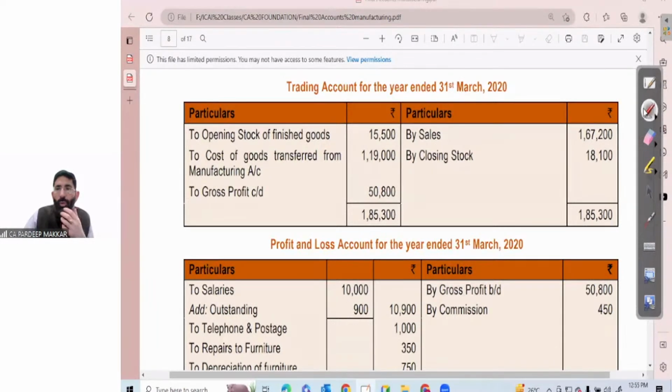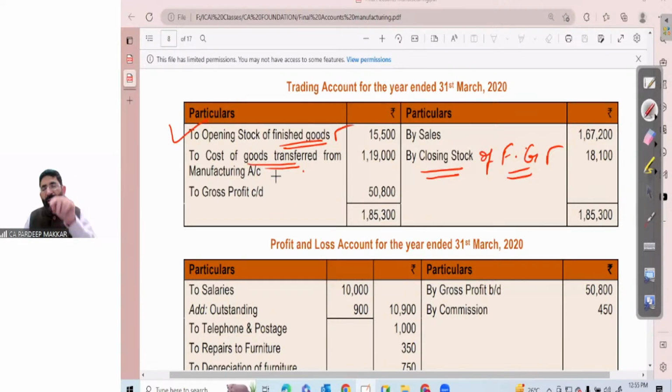In the trading account, the format will now be reduced. It includes only opening stock of finished goods. Raw material and work in progress stock is already entered in the manufacturing account, but everyone knows it. Closing stock of raw material and work in progress is already entered in the manufacturing account. That is already known to you. Closing stock of finished goods will be entered here. Opening stock of finished goods will be entered here. Second, whatever is the balance figure of the manufacturing account will be transferred from that account to this account. This is the cost of production. This is the cost of goods manufactured. Whatever you may say, this is the balance figure of the manufacturing account.